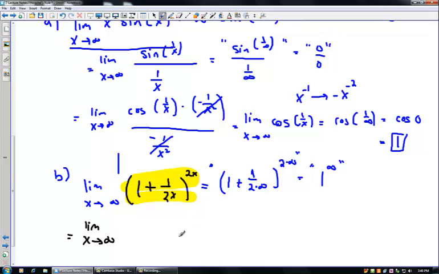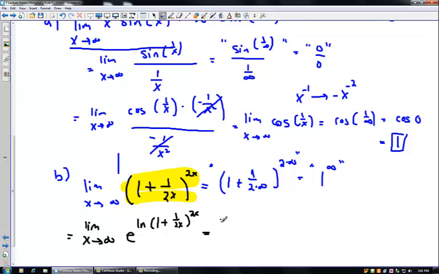I want to write it in that form, then I can L'Hopital it. So watch what's going to happen here. I'm using e to the ln of anything is the anything. So e to the ln of (1 plus 1 over 2x) to the 2x. That's the same thing, because e to the ln of the anything is just the anything. And then what I can do is move this 2x down in front.